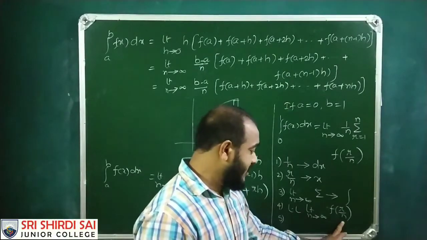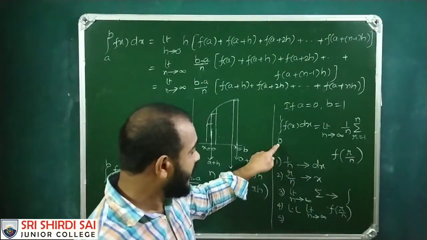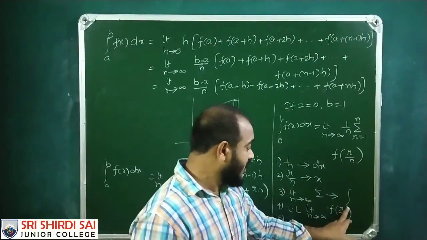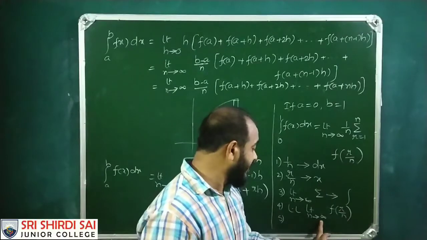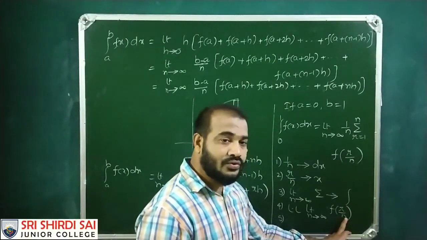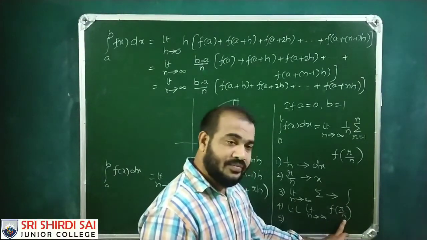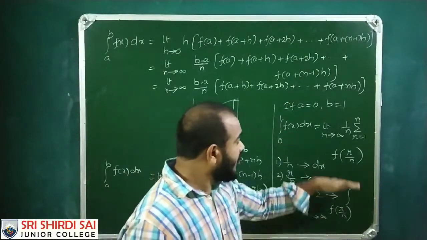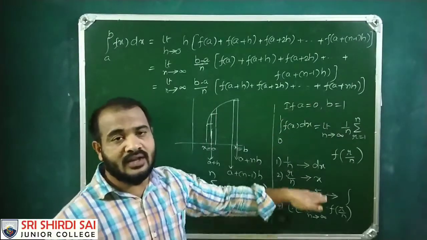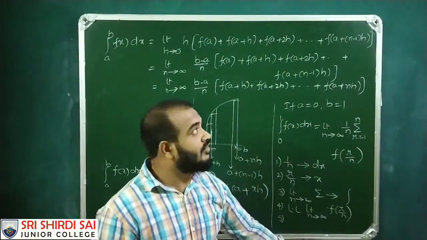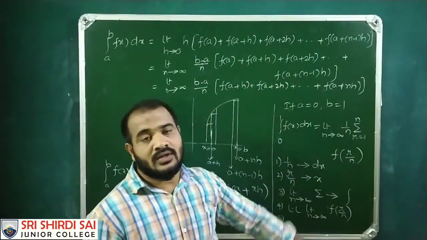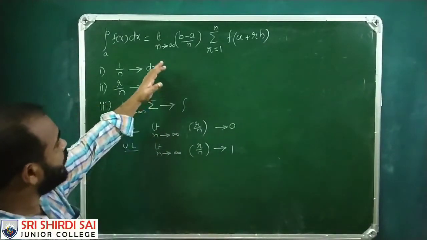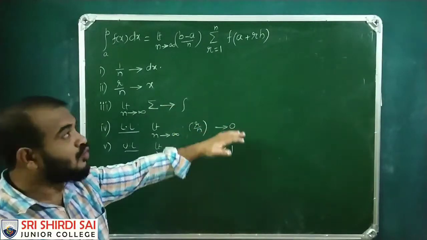So 0 by n is 0. So therefore the lower limit is 0. And if the upper limit is 1, if I substitute here, this is 1 by n. As n tends to infinity, 1 by n tends to n by n, that is 1. So that is the upper limit. So these are the few things that you have to bear in mind while solving the summation of a series problems. So these are the few things that we have to notice.